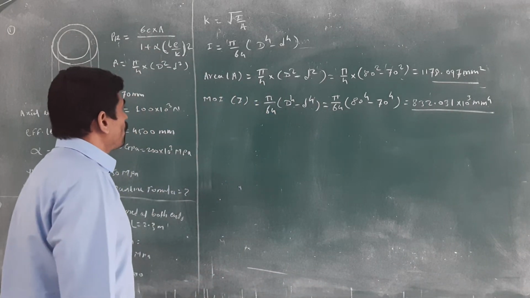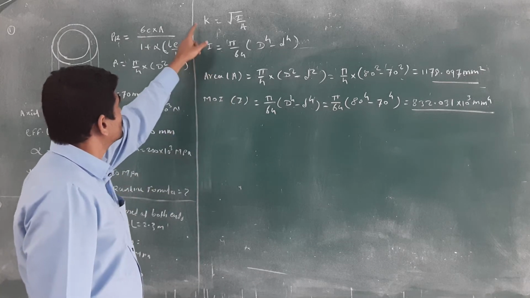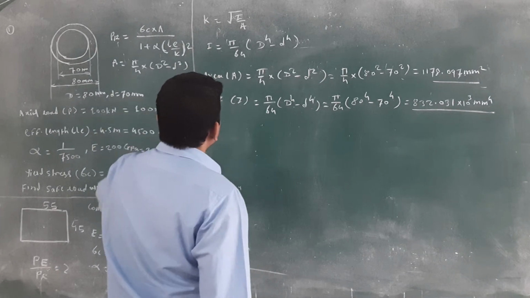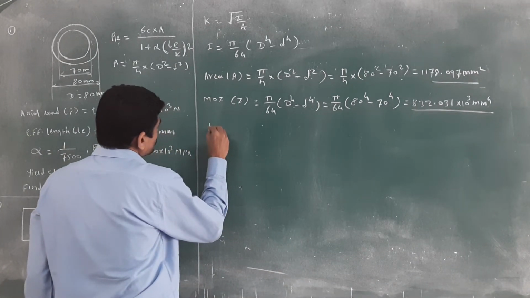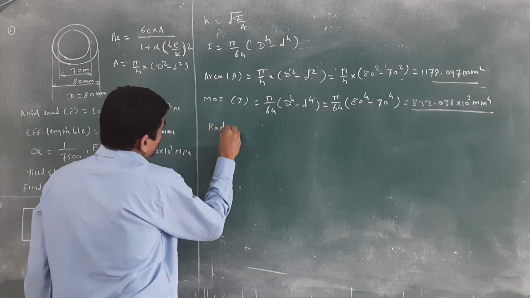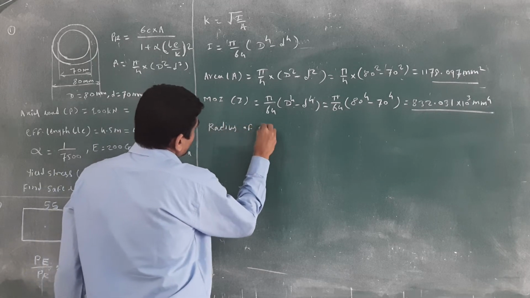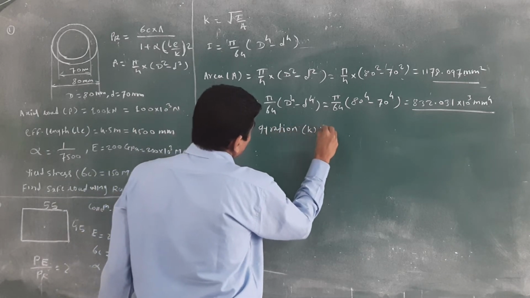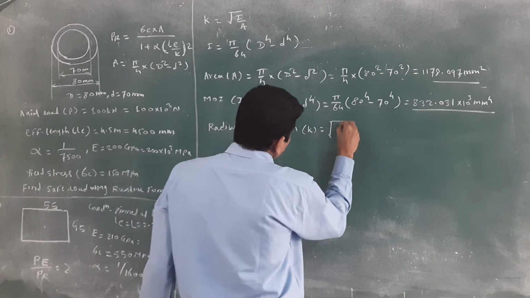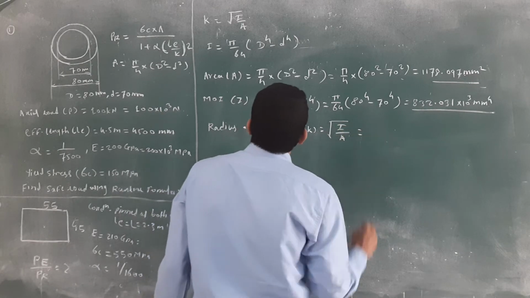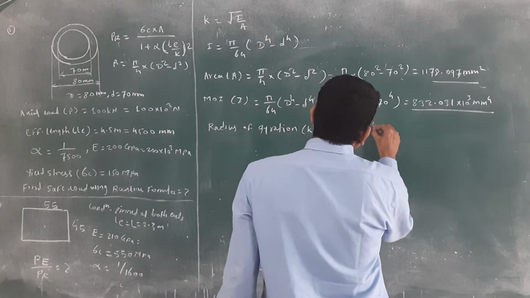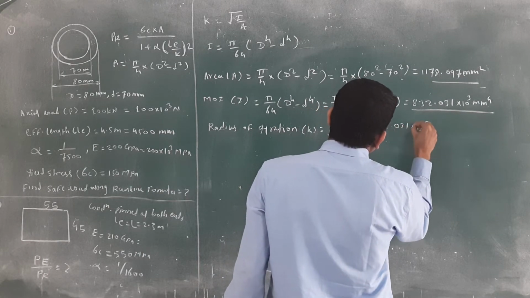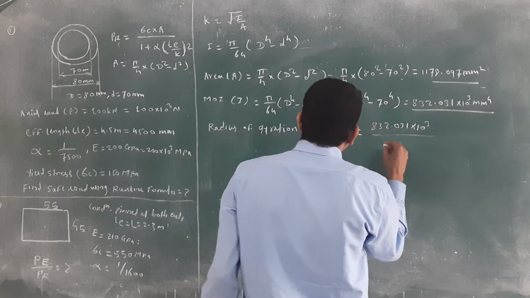Once you have got the I value, then easily you can calculate the K value, because we know the area as well as the moment of inertia. Then K is the, what is the K? Radius of gyration. It is denoted by K. K is equal to, you know that, root of I by A. What is the value of I? 832.031 into 10 raised to 3 divided by, what is the area?